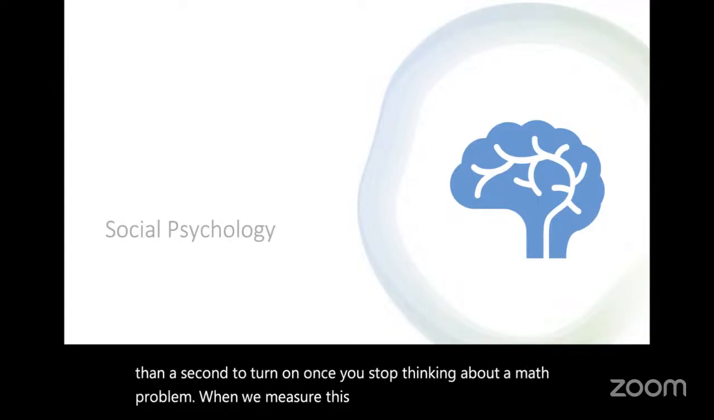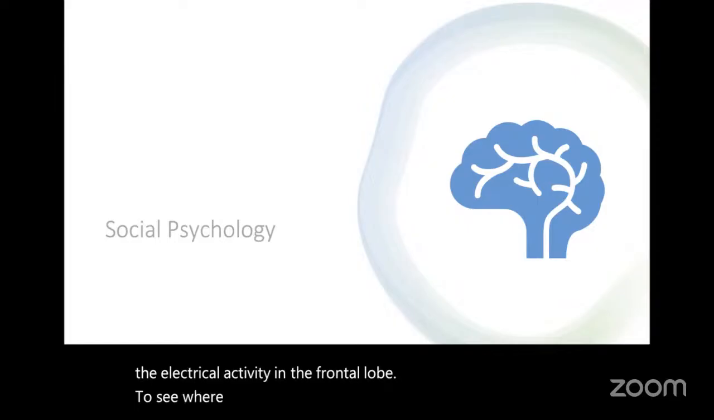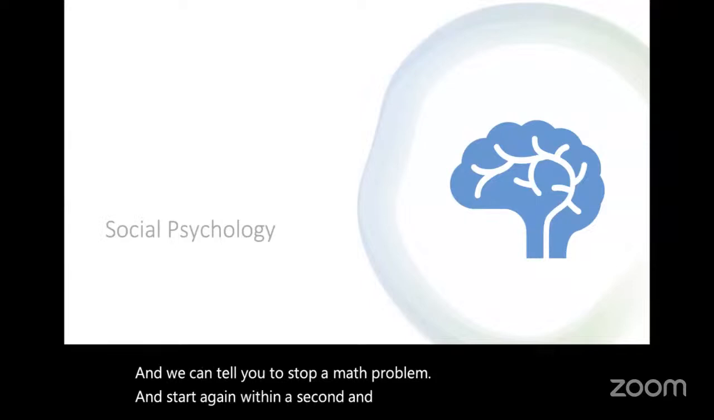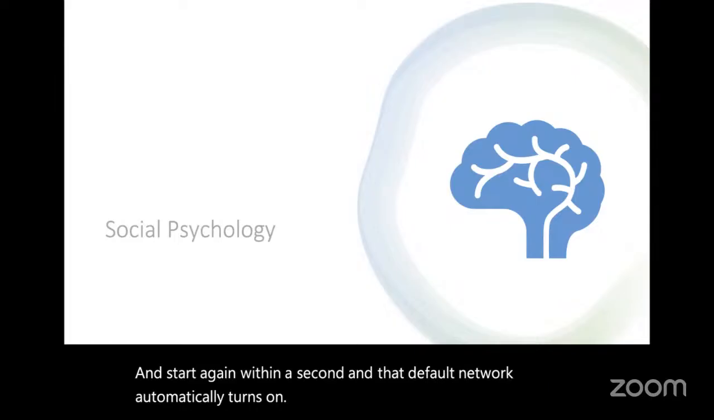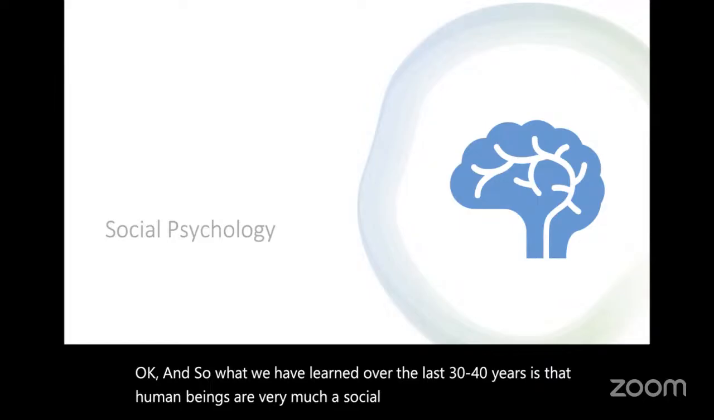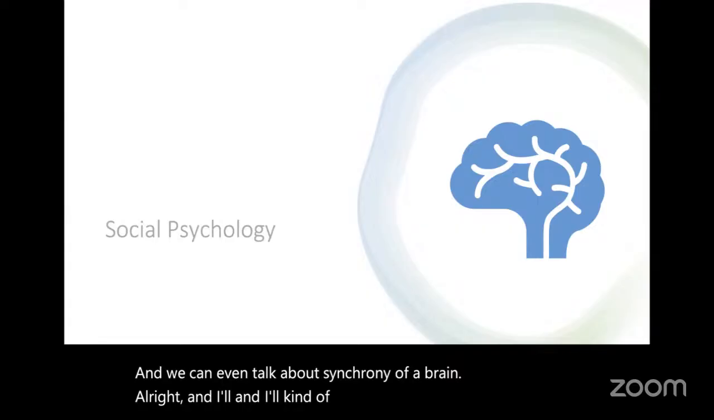So the one way we do this is we measure the electrical activity in the frontal lobe to see where that electricity is going. And we can tell you to stop a math problem and start again within a second, and that default network automatically turns on. Okay. And so what we have learned over the last 30, 40 years is that human beings are very much a social being. And we can even talk about synchrony of a brain. All right. And I'll kind of engage you in this kind of conversation.